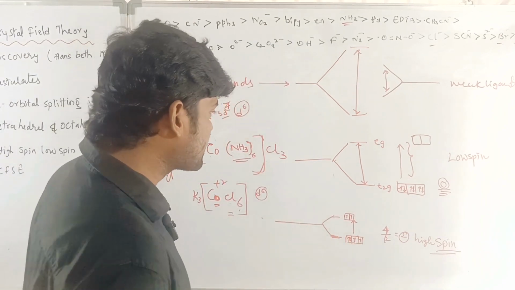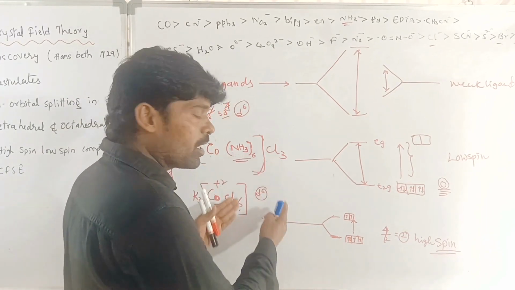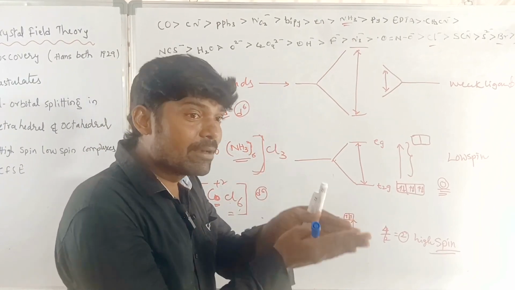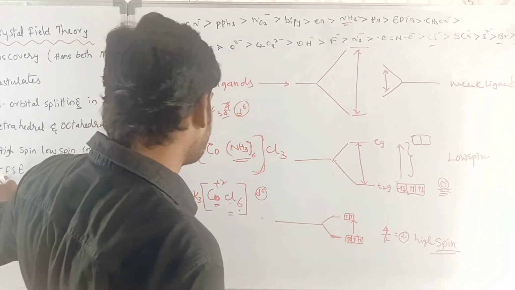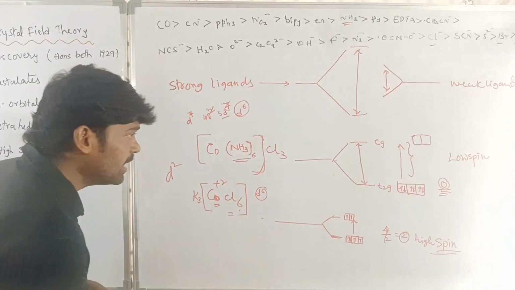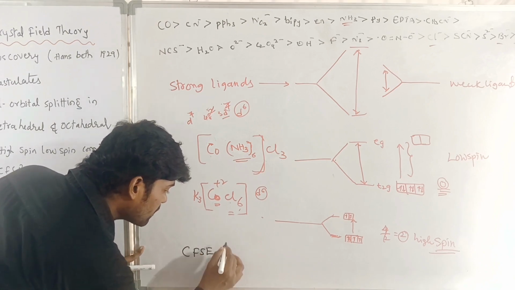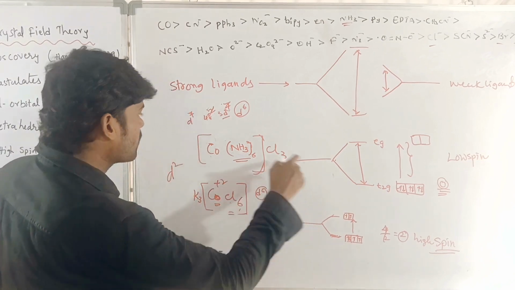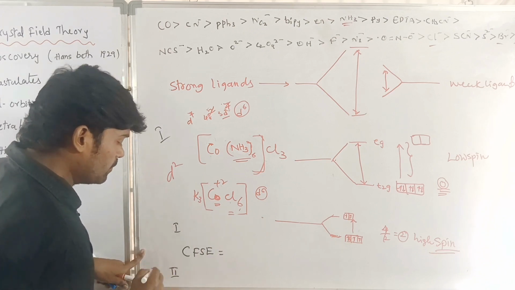Okay, now let's check CFSE. How will CFSE change? Both are the same: octahedral, d6 electronic configuration. But how will the stability of the crystal be? By checking this CFSE, let's check for these two examples. CFSE, crystal field stabilizing energy. This is octahedral structure. Let's check the first example, then we will go for the second example.